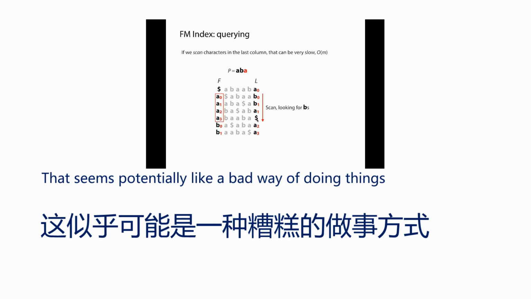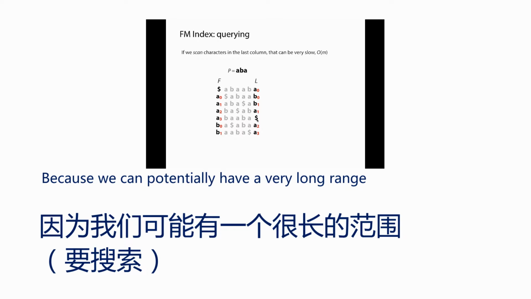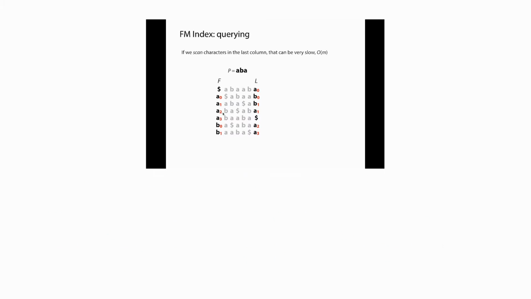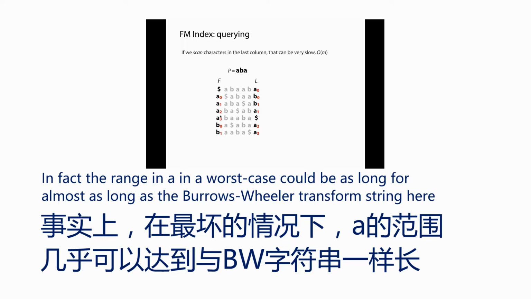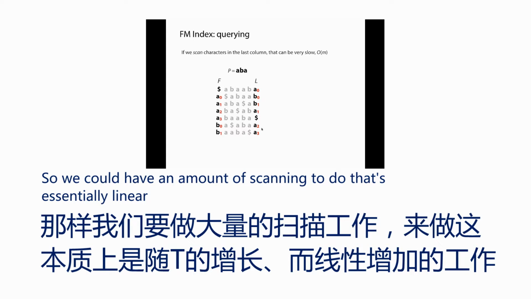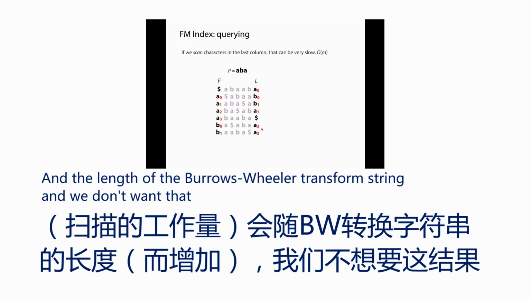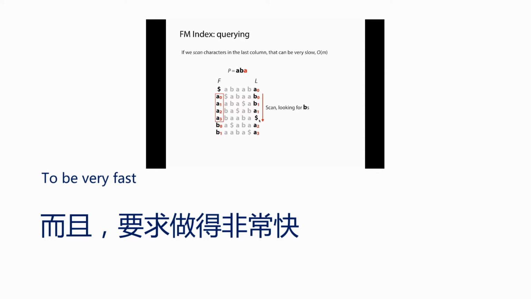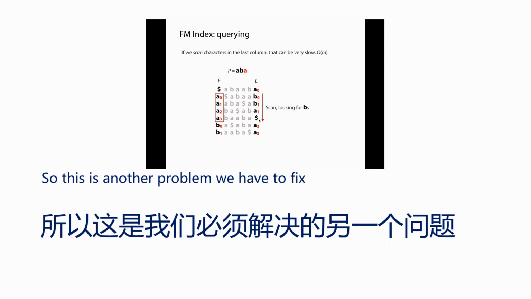That seems potentially like a bad way of doing things because we can potentially have a very long range where we're doing this scan in the last column. In fact, the range in a worst case could be as long or almost as long as the Burrows-Wheeler transform string here. So we could have an amount of scanning to do that's essentially linear in the length of the Burrows-Wheeler transform string, and we don't want that. We would like whatever we do in order to locate the relevant B's here to be very fast. So this is another problem we have to fix.